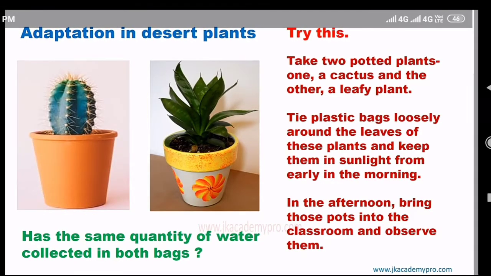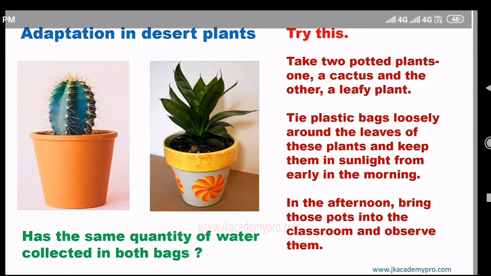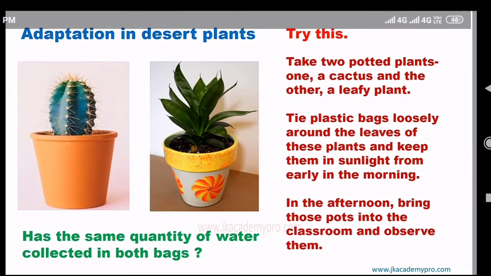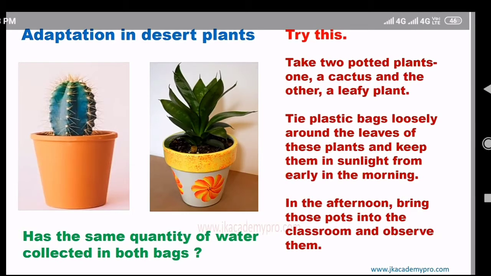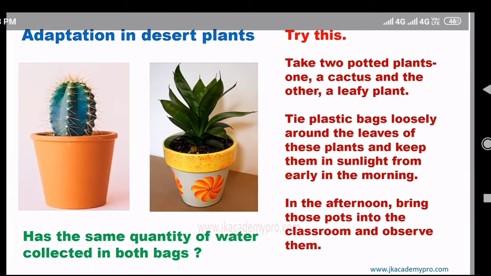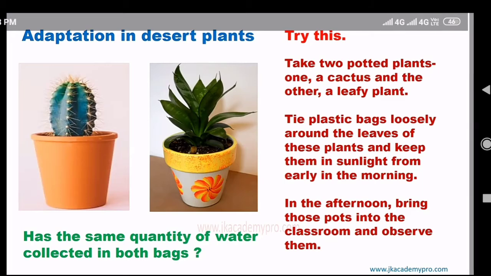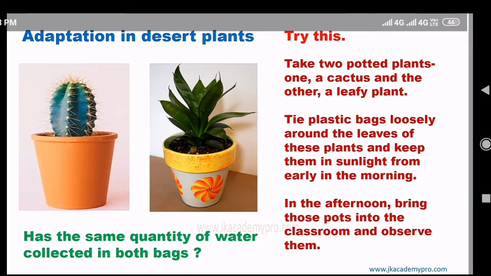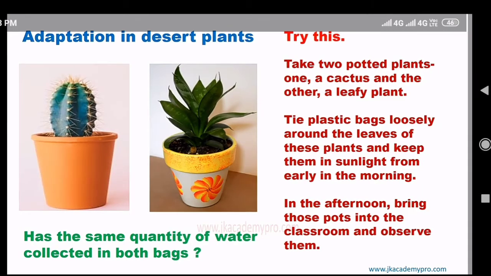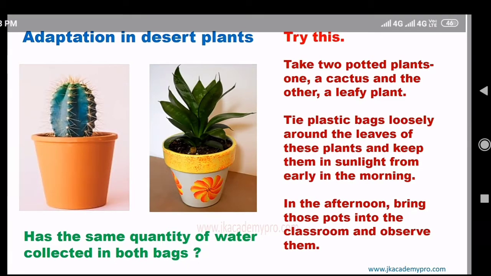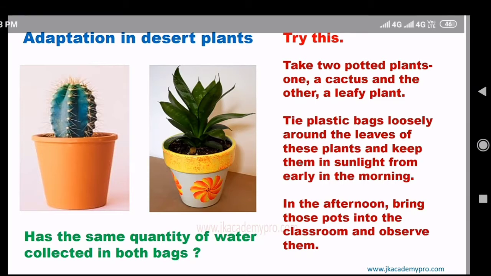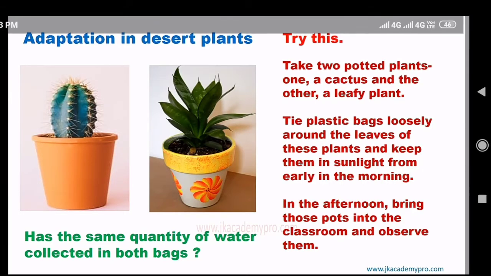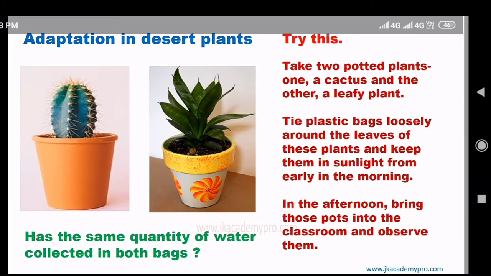Try this activity. Take two potted plants. One is cactus and the other is leafy plant. You have to take two pots and inside them plants should be there. So one plant is cactus and the other plant is leafy plant.